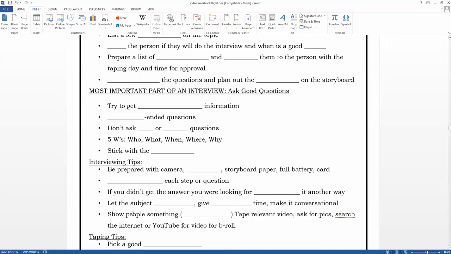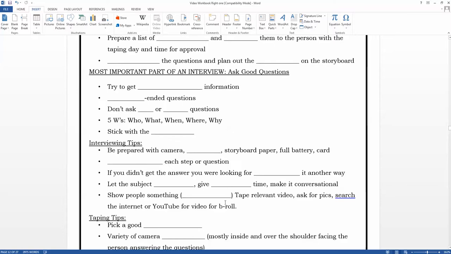And then the last thing is give people something, or show people something, sorry. And that's your B-roll. B-roll's right here, but write it on the line. So you want to tape relevant video. Ask for pictures. Maybe if you're interviewing them about something, you can ask them if they have pictures. And then obviously search the internet or YouTube for video B-roll. So you can get pictures off the internet, and you can download YouTube videos for B-roll to use as long as it's related to the topic.